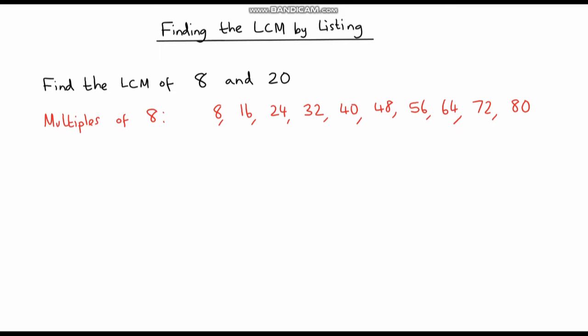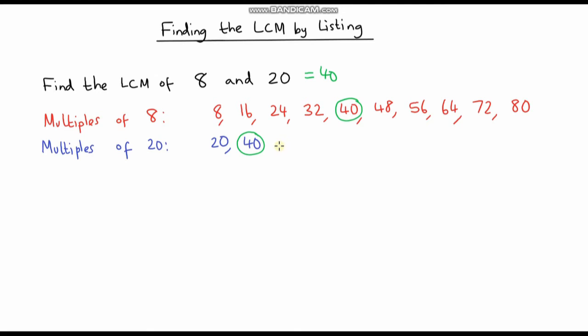And now let's do the same thing with 20. So 1 times 20 is 20, 2 times 20 is 40. Now I can stop here, and the eagle-eyed amongst you may have noticed that I have common multiples. So 40 is a multiple of 8, and 40 is also a multiple of 20. So let's just circle that. 40 is a multiple of both numbers. So we have finished. We have found the lowest common multiple. The lowest common multiple of 8 and 20 is 40.